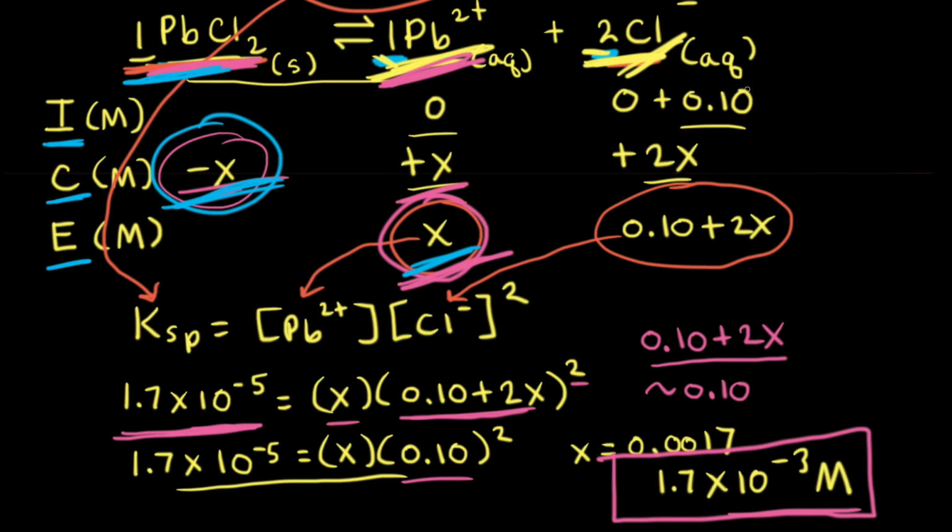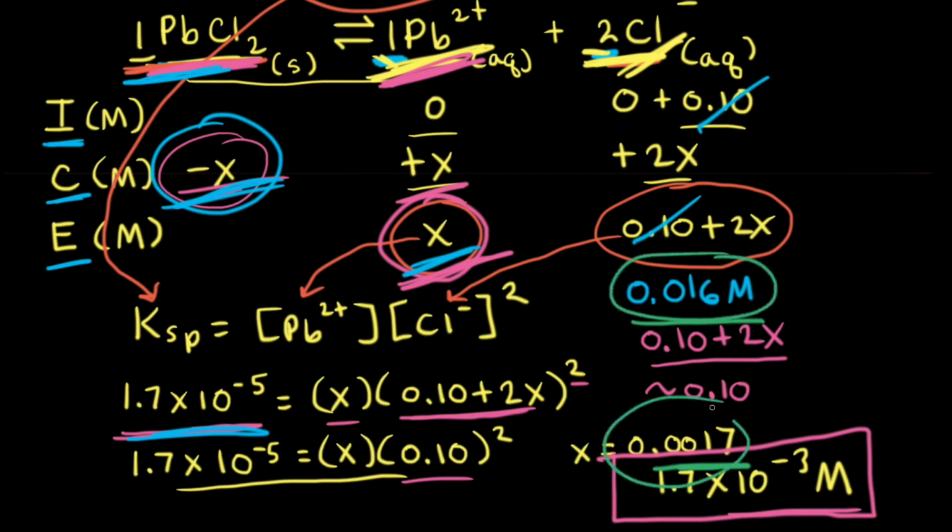Finally, if we had calculated the molar solubility of lead 2 chloride without the presence of a common ion, this 0.10 would have been gone from everything, and doing the math that way, we would have found that the molar solubility at 25 degrees Celsius, and using this value for the KSP, comes out to 0.016 molar. So comparing these two molar solubilities, 0.016 molar versus 0.0017, it's approximately a factor of 10. Therefore, the addition of a common ion decreased the solubility by approximately a factor of 10.